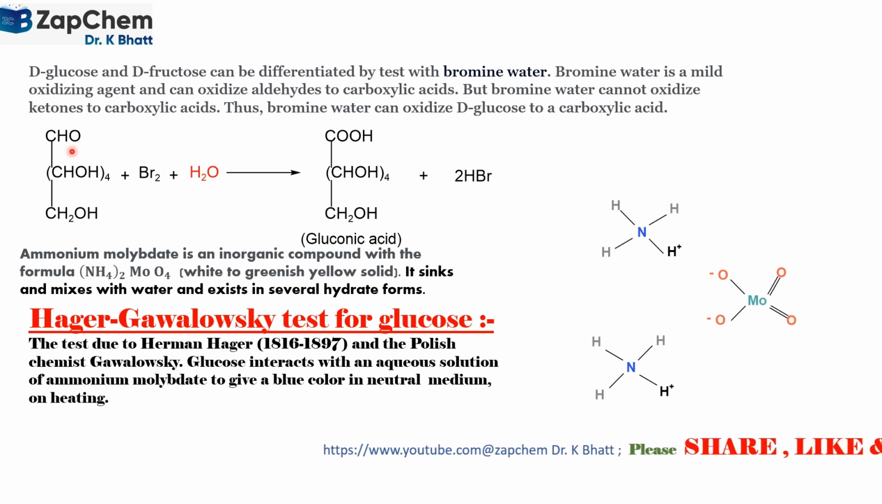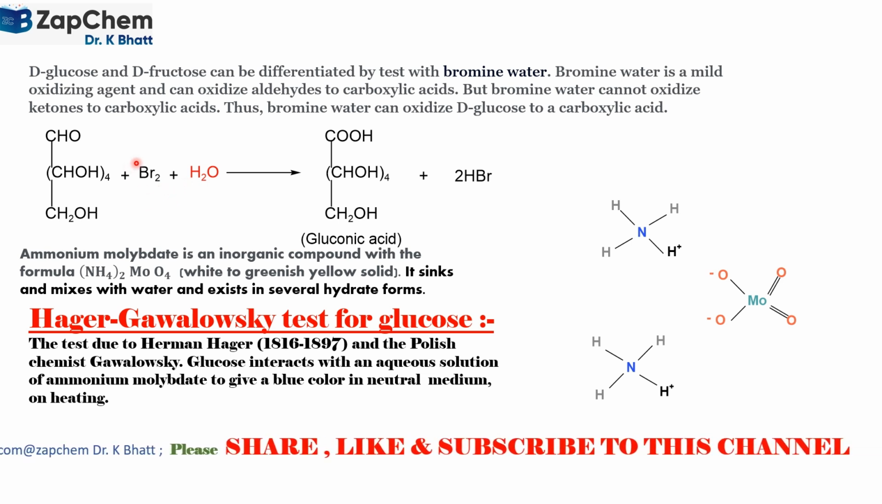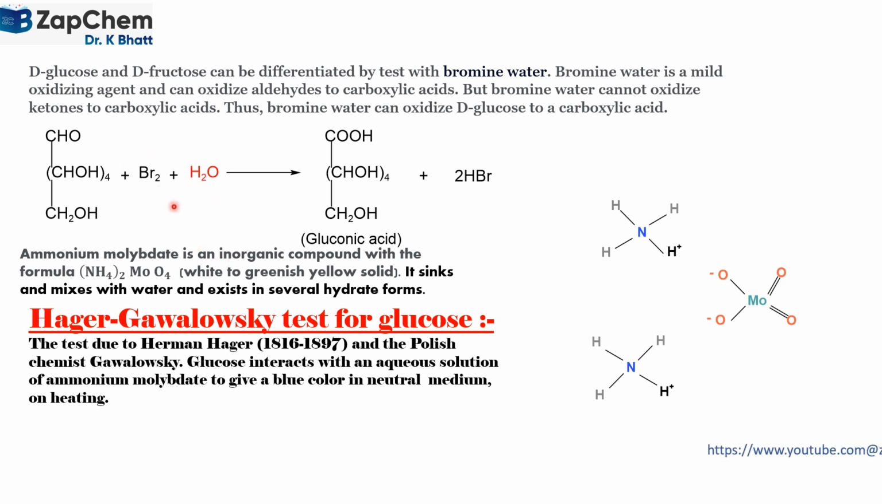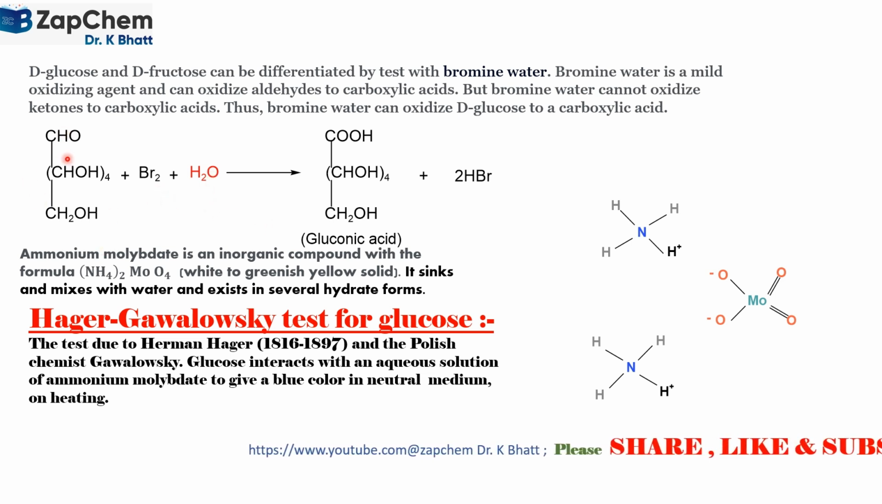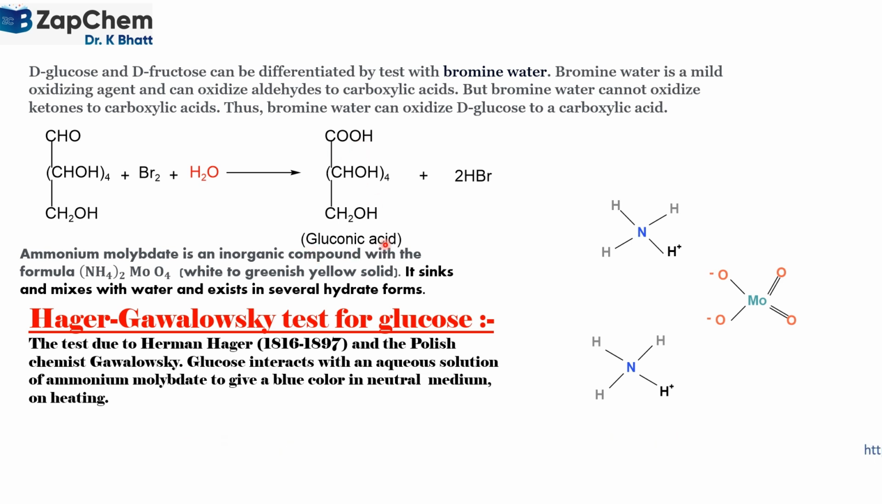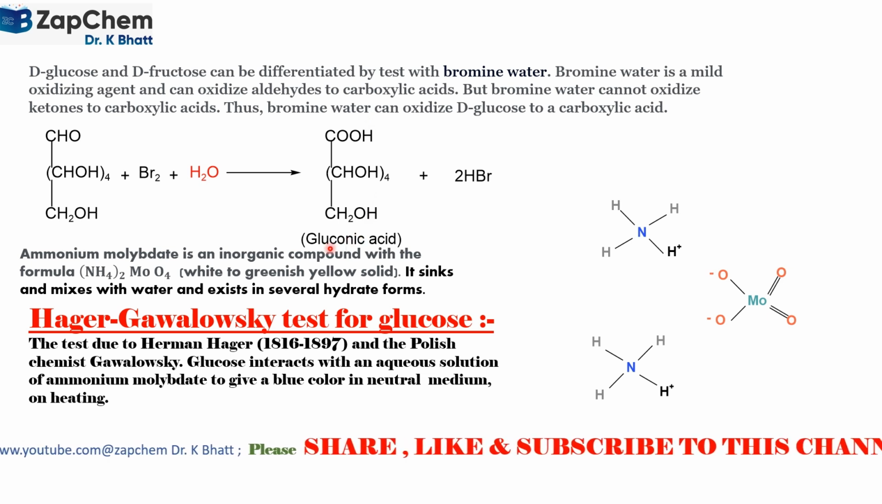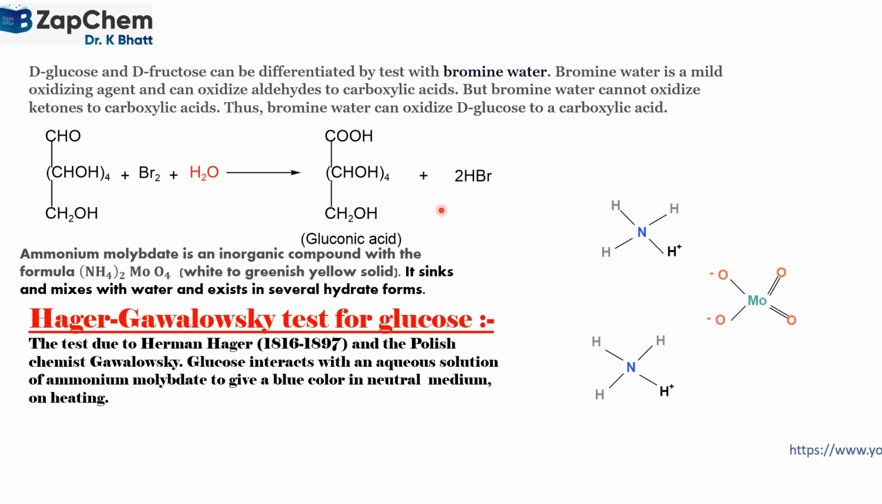Glucose contains an aldehyde group, and bromine water, water saturated with bromine, is an oxidizing agent. This aldehyde group is changed to a carboxylic group, and the acid which is formed is known as gluconic acid. You have to learn the structure of gluconic acid. And of course, HBr is formed.